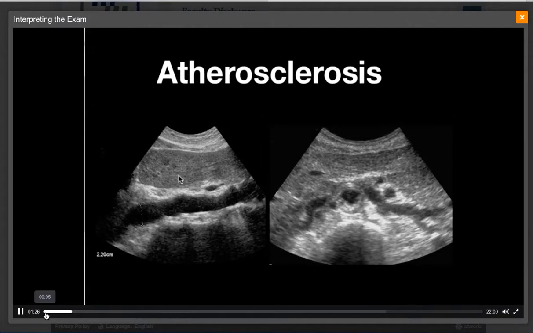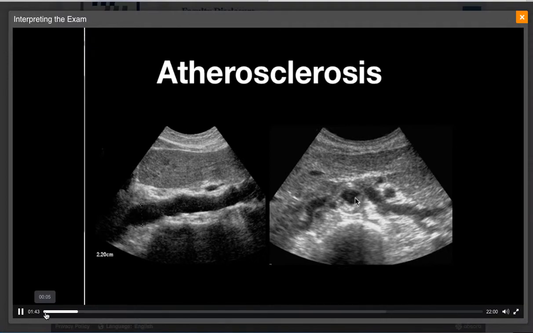This patient on the left has an irregular appearance of the aorta with multiple echogenic plaques present. No aneurysm, however, is present. In this patient, the aorta measured at its widest 2.2 centimeters.